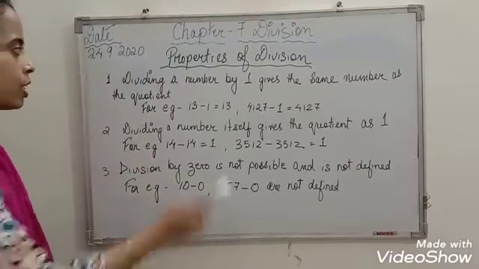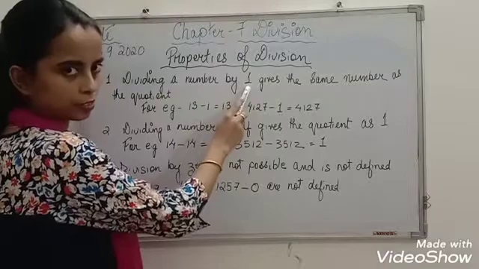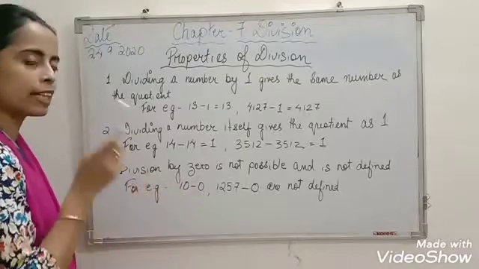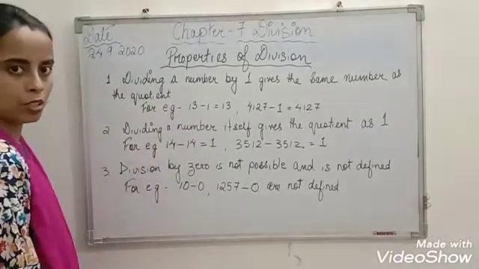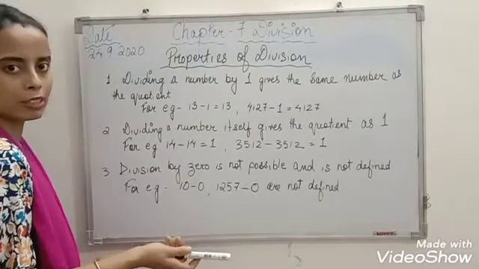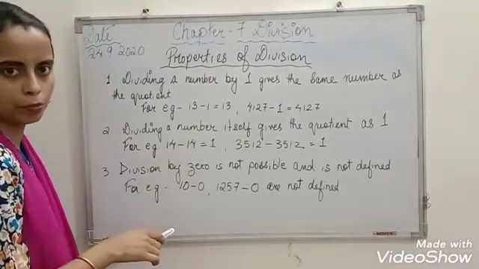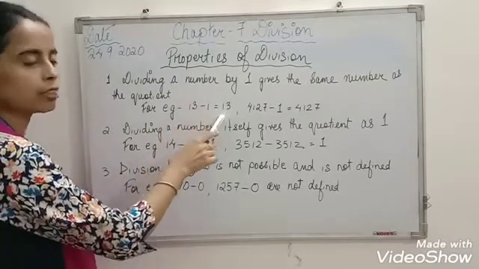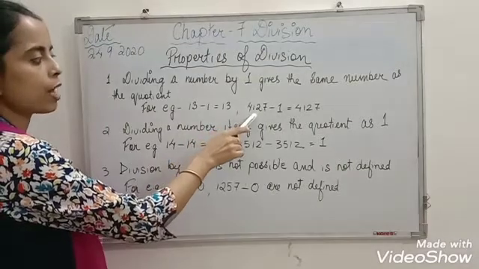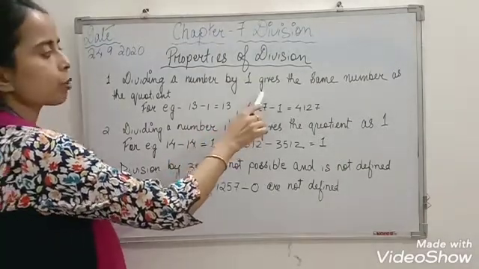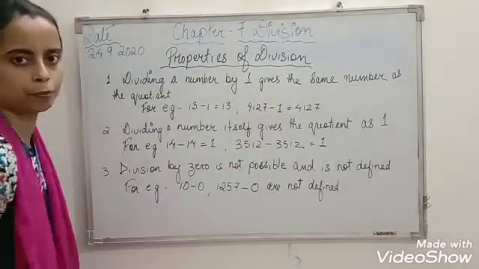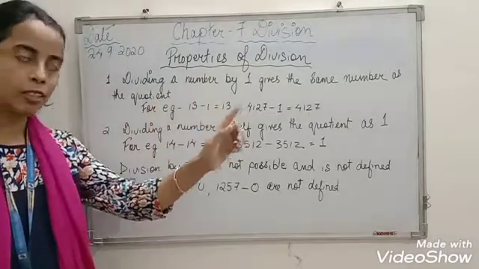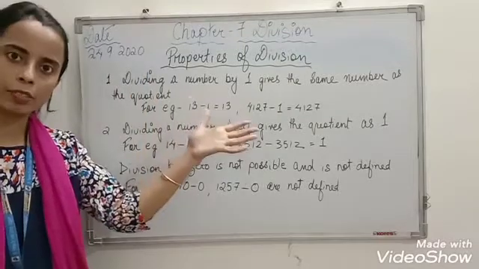Number 1. Dividing a number by 1 gives the same number as the quotient. When you divide a number by 1, what is your quotient? Your quotient will be the same number. For example, 13 divided by 1, you will get the quotient 13. 4127 if you divide it by 1, your quotient will be 4127. That is property number 1. Dividing a number by 1 gives the same number as the quotient.